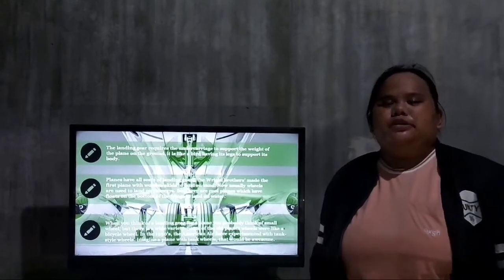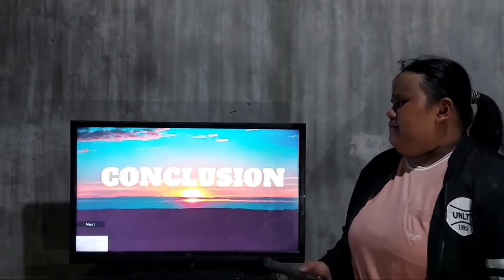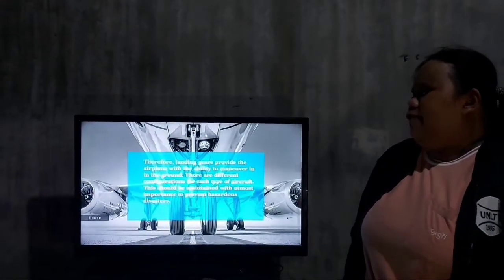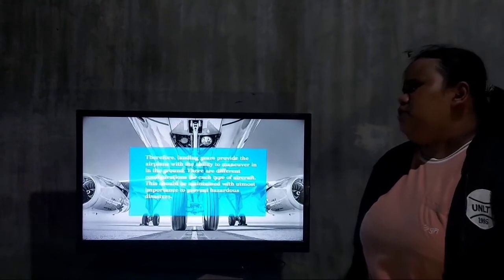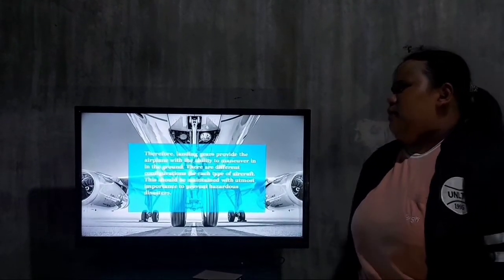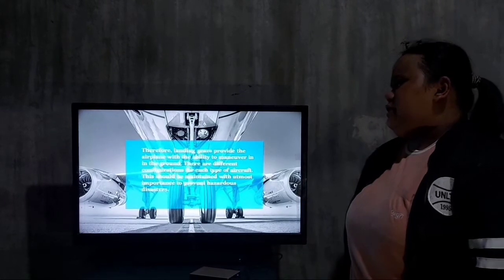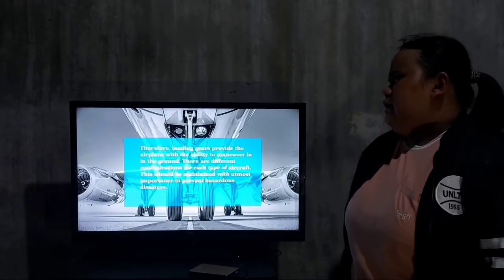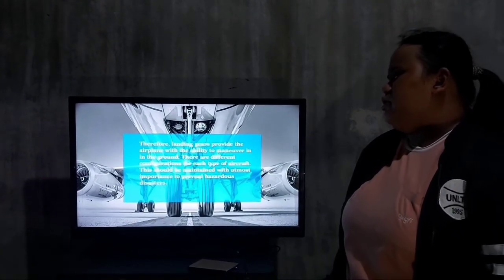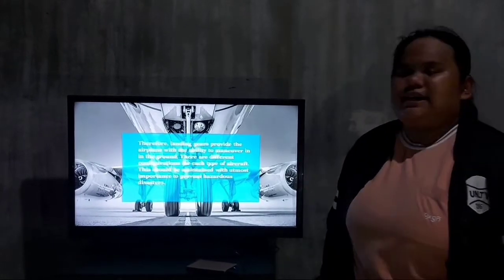For our last part, here is the conclusion. Therefore, landing gears provide the airplane with the ability to maneuver on the ground. There are different configurations for each type of aircraft. This should be maintained with utmost importance to prevent hazardous disaster.